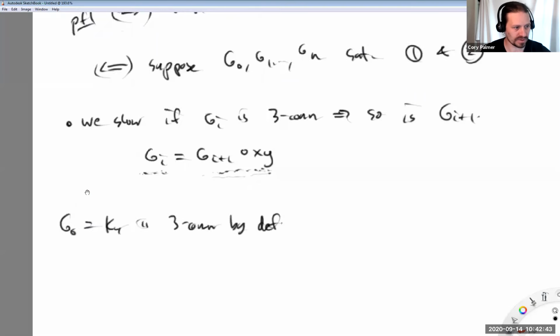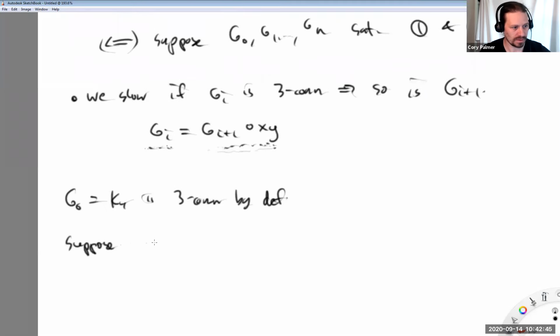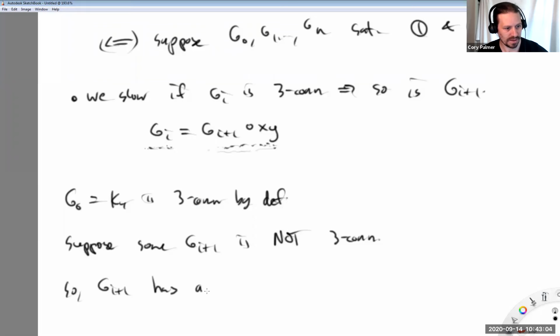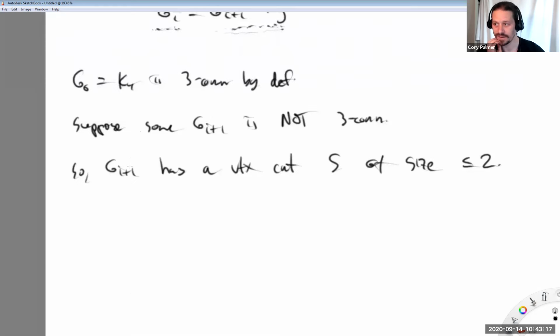But what we're going to do here is suppose this procedure fails at some point. So suppose some Gi plus 1 is not 3 connected, okay? And now we're going to employ a similar strategy to the previous argument there, okay? So Gi plus 1 has a vertex cut, right? A set of vertices S of size at most 2 that disconnects it. Gi plus 1 is not 3 connected, even though Gi is, okay?